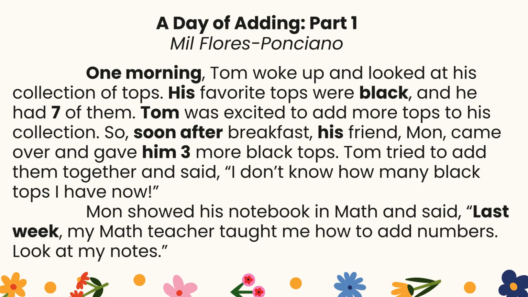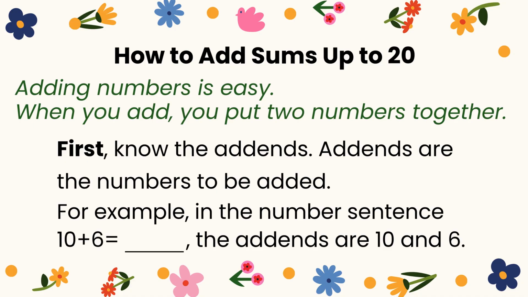Tom tried to add them together and said, I don't know how many black tops I have now. Mon showed his notebook in math and said, last week, my math teacher taught me how to add numbers. Look at my notes. How to add sums up to 20. Adding numbers is easy. When you add, you put 2 numbers together. First, know the addends. Addends are the numbers to be added. For example, in the number sentence 10 plus 6 equals blank, the addends are 10 and 6.